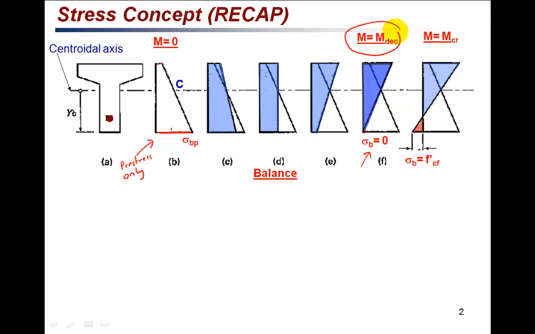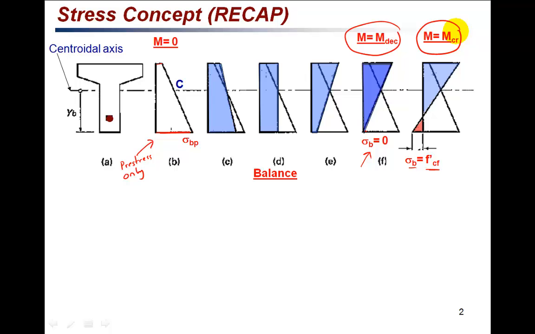And as we further go on increasing the external load and external moment, the tensile stress will start to develop at the bottommost fiber, and at a certain point when the stress at the bottom is equal to the tensile strength of the concrete, the concrete will start to crack, and that moment where the concrete starts to crack is called the cracking moment. So these are the two important stages of the prestressed concrete beam.